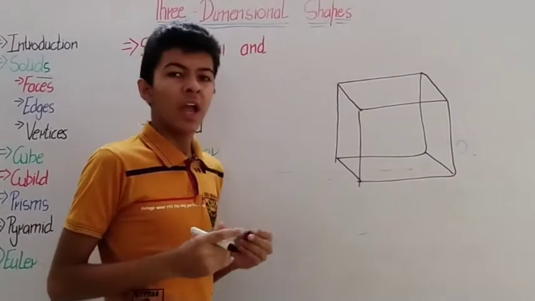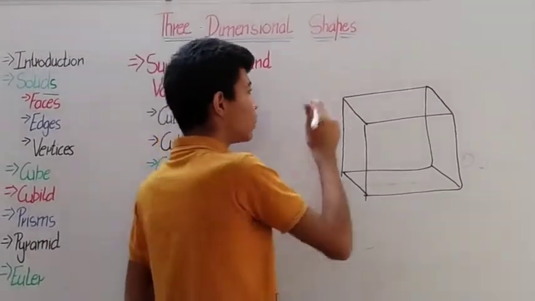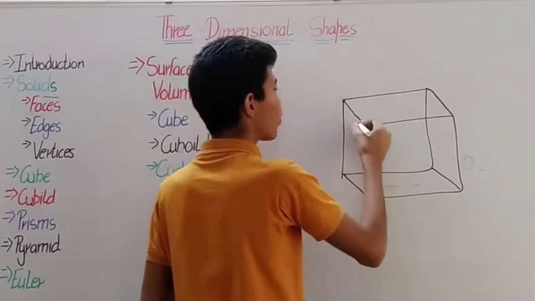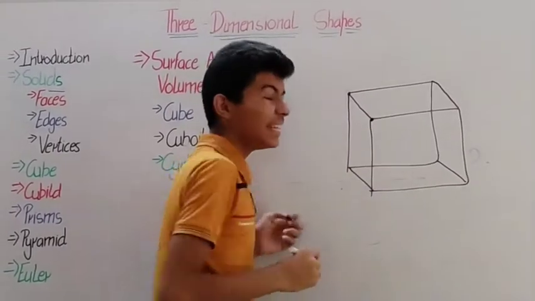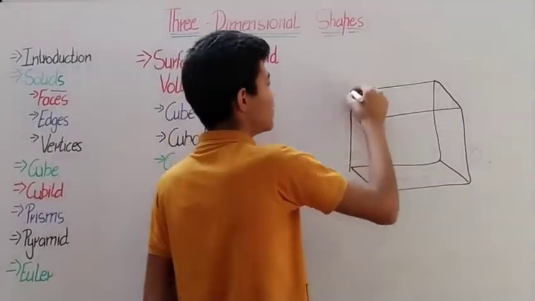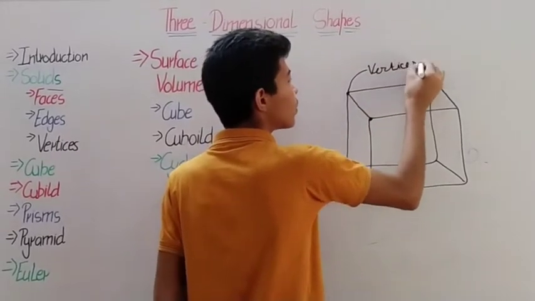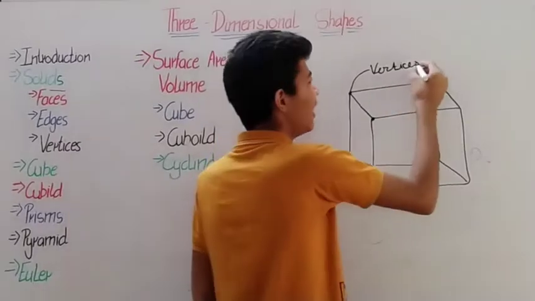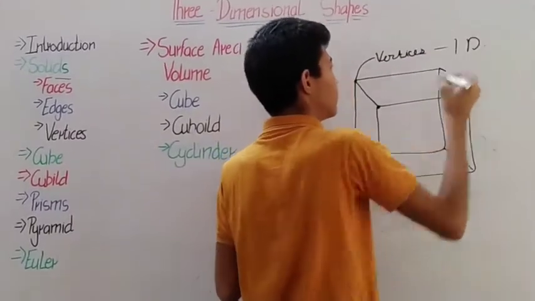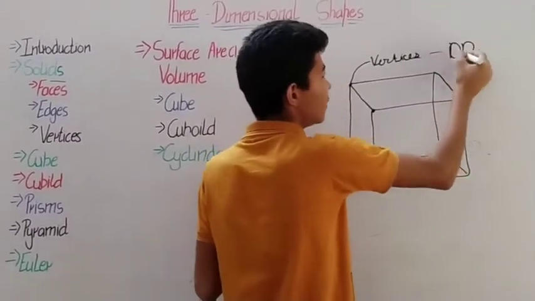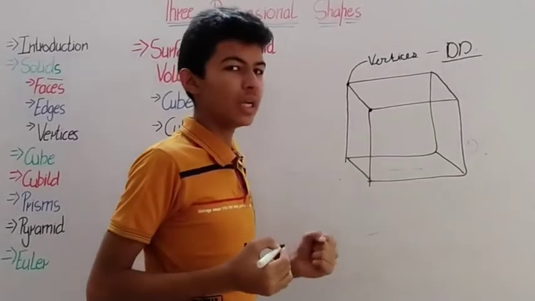a shape in which the points that you can see, or the corners, are referred to as the vertices. It is made up of a point, so the point has zero dimension, so it is 0D.